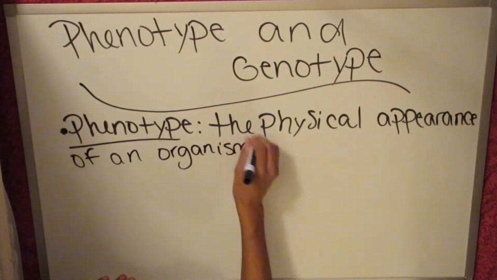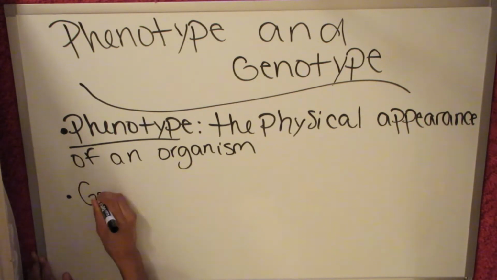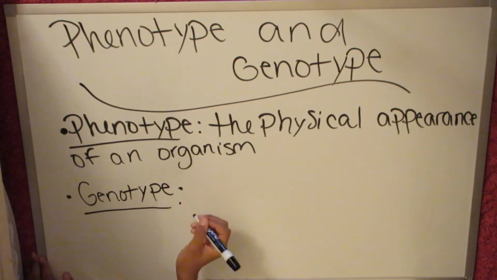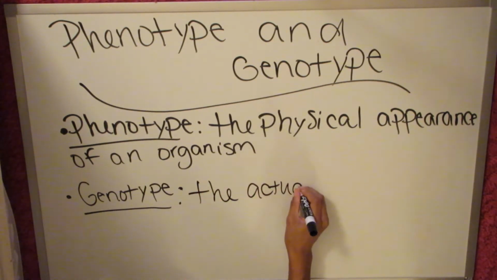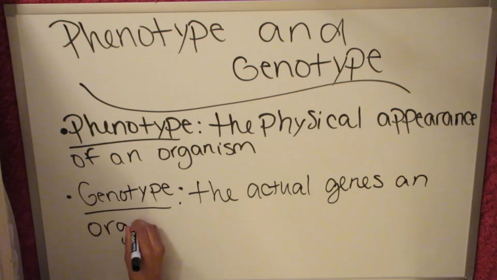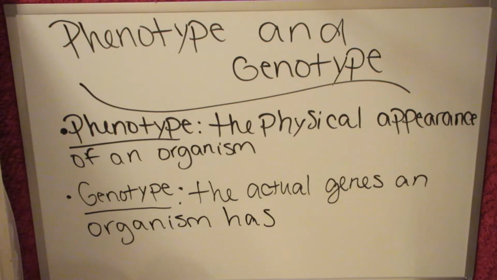Genotype, that's the actual genes that you have. Those are the actual genes that determine what those traits are going to be. You can't see those. You would have to get your genetic code and go through a whole bunch of stuff. On a typical day, you wouldn't be able to see that. It's just looking at your genes.